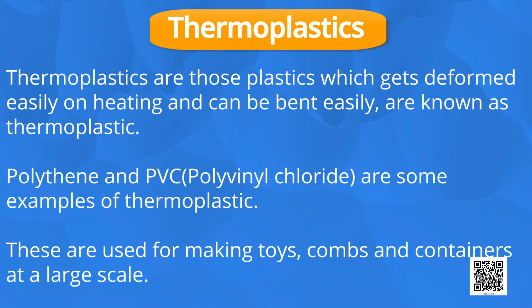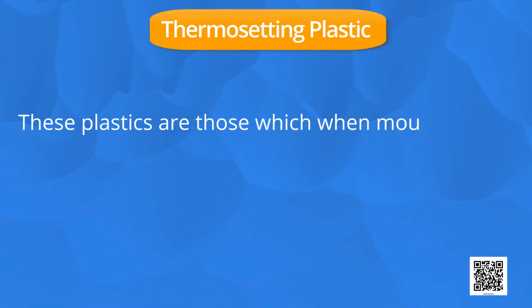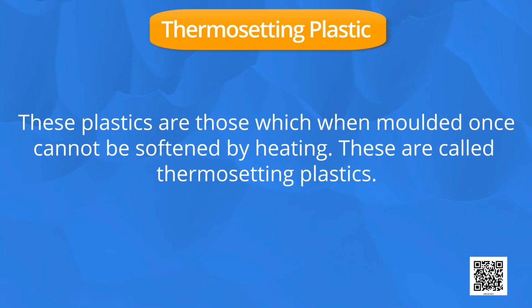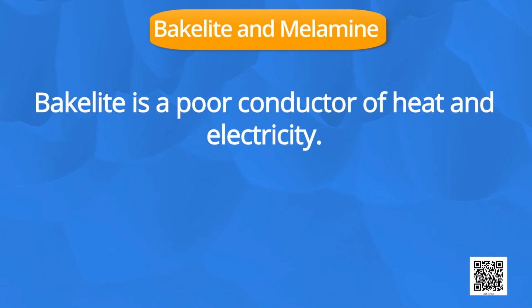Now we will talk about thermosetting plastic. These plastics are those which, when molded once, cannot be softened by heating. These are called thermosetting plastics. Two examples of thermosetting plastics are bakelite and melamine.